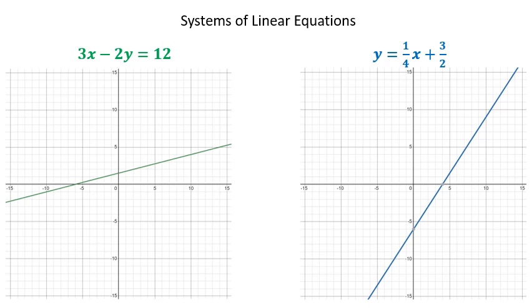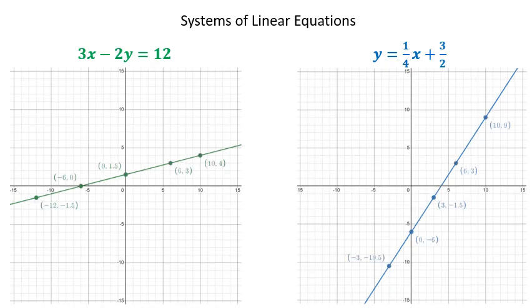So we could label a handful of points, a handful of solutions. So there's five solutions to the green equation. Each one of these ordered pairs. Like x equals negative 12, y equals negative 1.5. If you plug those numbers in, you'll get 12. X equals 10, y equals 4. If you plug those numbers in, you'll get 12. X equals 0, y equals 1.5. You plug those numbers in, you'll get 12. So every point on the line, not just those 5 I labeled, this is just 5 examples, but there are infinitely many points on that green line. Each one of them is a solution to the green equation.